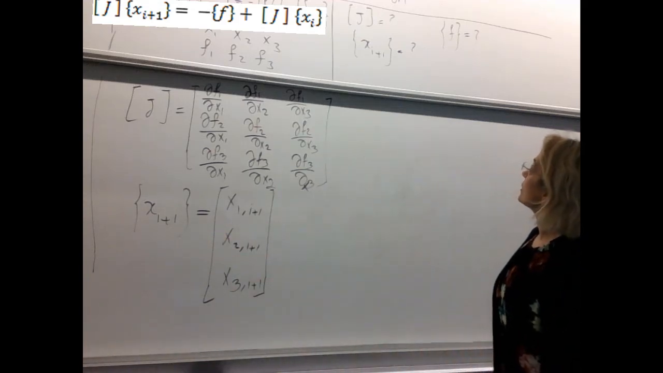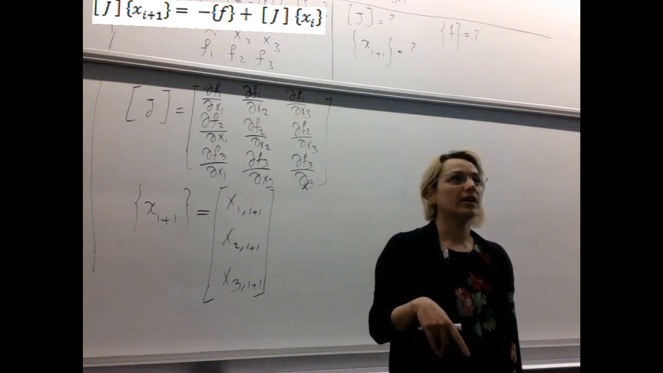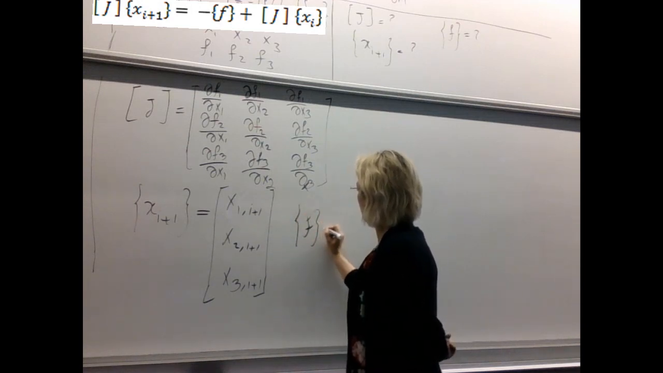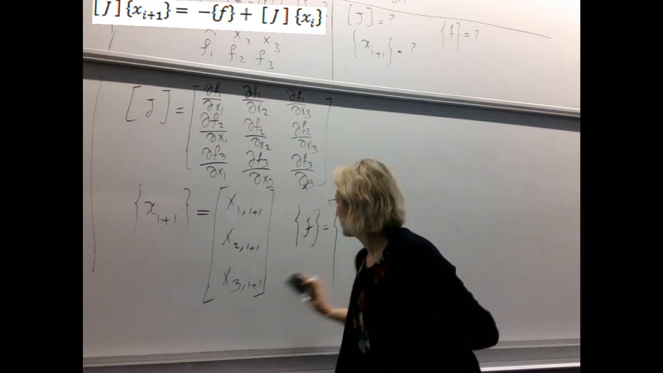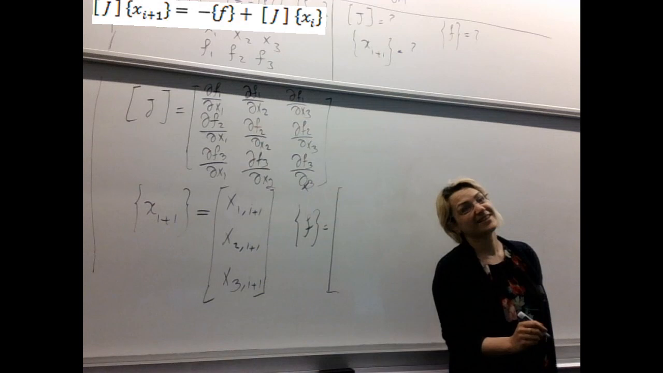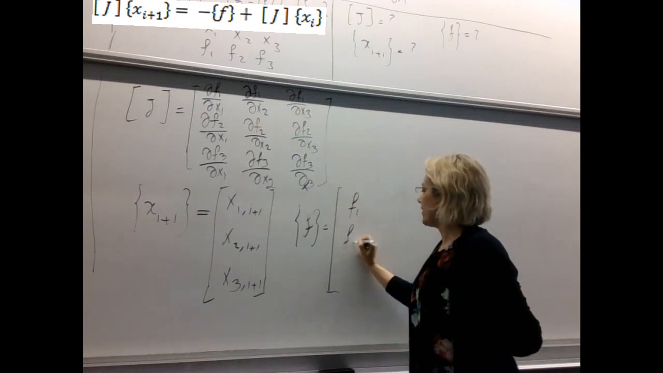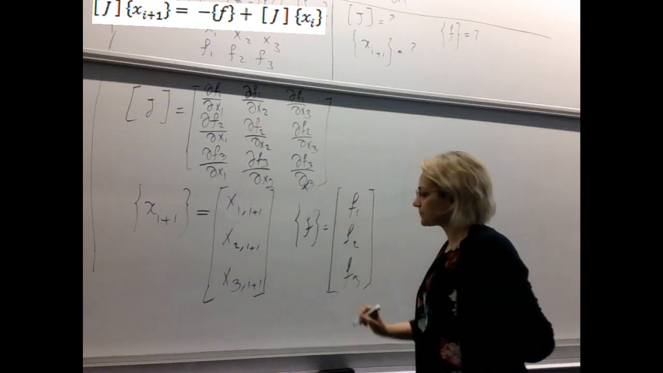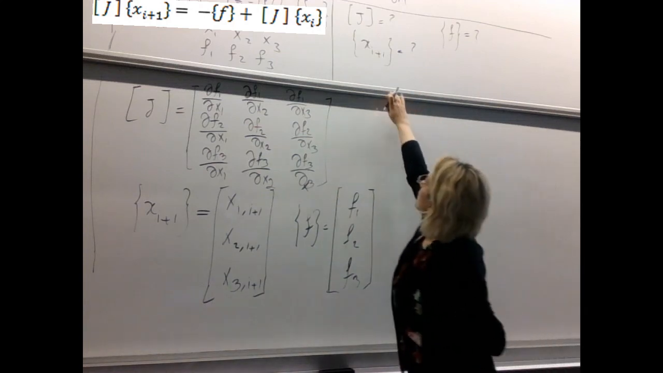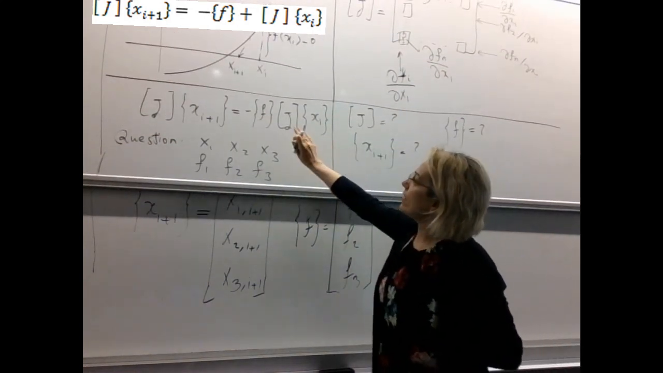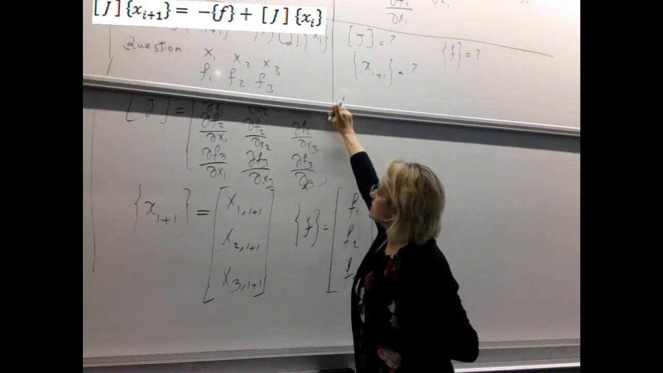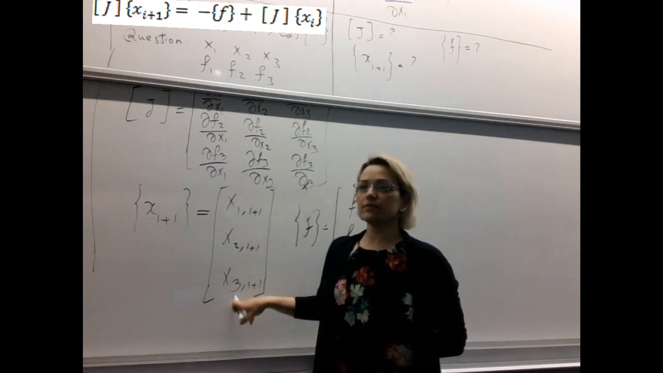So the next thing that we are looking for is F. F1, F2, F3. After that, when we look at this equation, we have the Jacobian again that we found, and we have x_i. For x_i, it is going to be similar to this, x1, x2, x3, and we are going to find it at i.